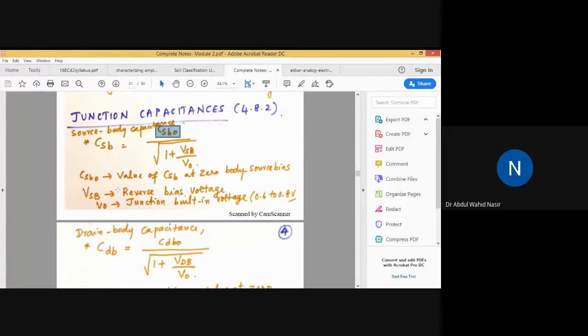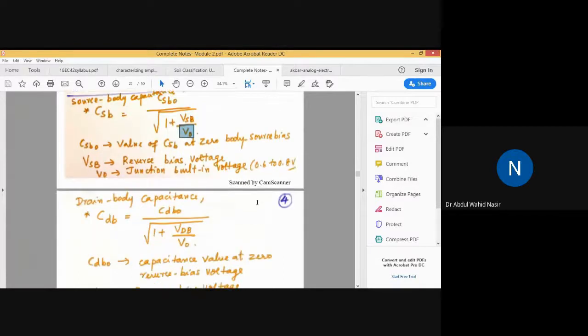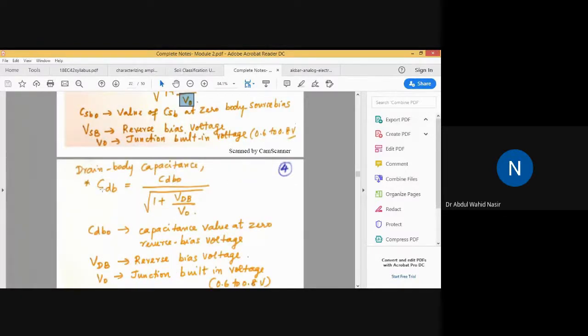Clear? VSB is the reverse biasing voltage of the MOSFET. V naught is the junction built-in voltage, which is a constant. It will be given to you, and it varies from 0.6 to 0.8 volt. Clear? Now coming to drain body capacitance.